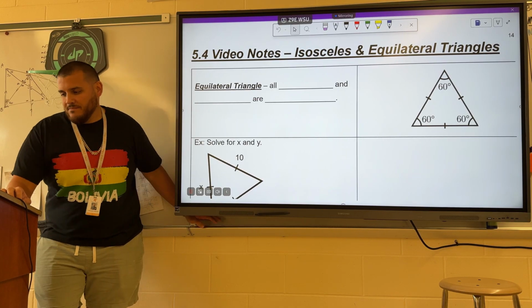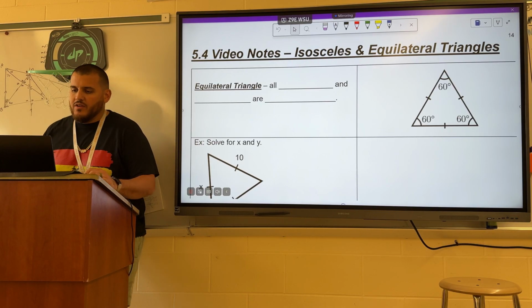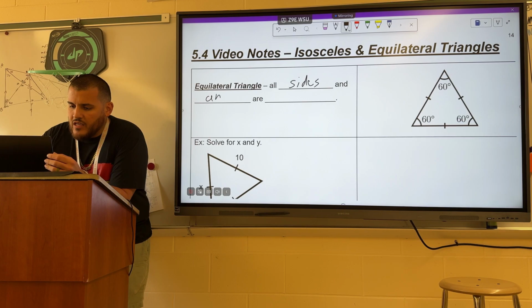Today we're going over section 5.4, which is all about isosceles and equilateral triangles. Let's get into it. We're going to discuss the equilateral triangle first here, which we've mentioned a little bit about previously. For example, we should already know that all sides and all angles of the equilateral triangle are congruent to each other, equal in measure.